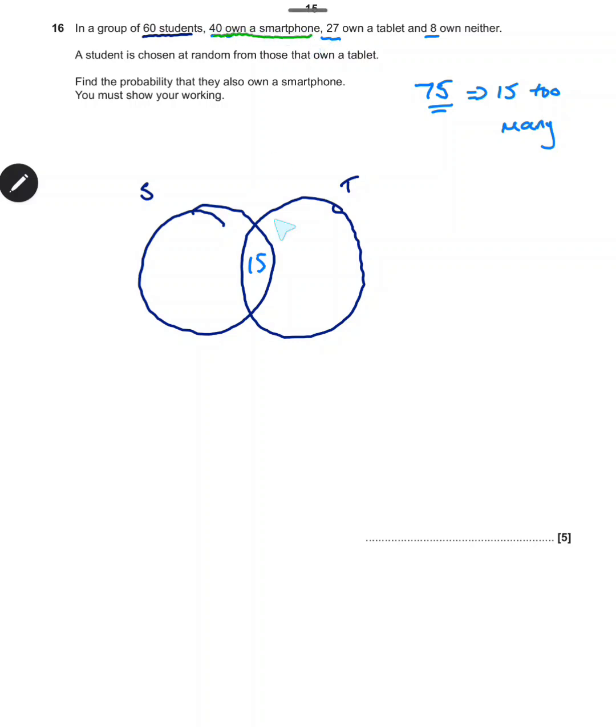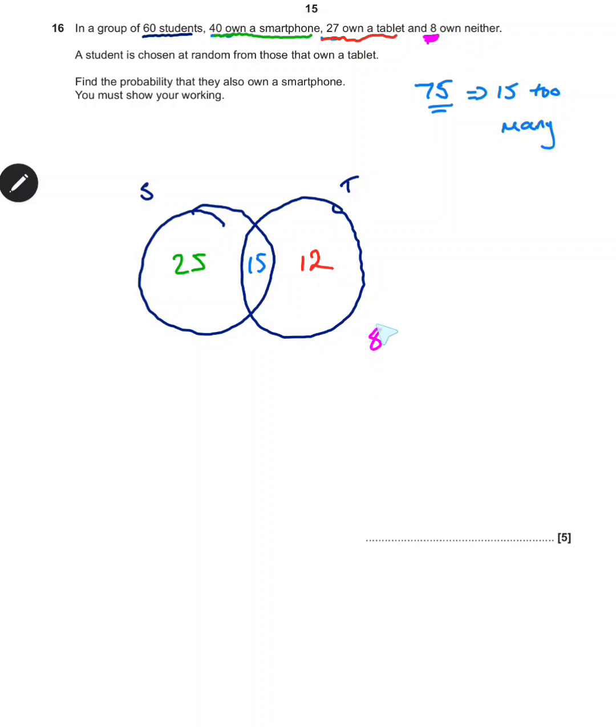Now we can fill in the rest of the Venn diagram. 40 on a smartphone. Well, there's 15. And here's all of the smartphone. This must be 25. 25 add 15 to get 40 altogether in the smartphone zone. It says 27 on a tablet. Here's tablet, all of this circle. There's 15 of them. There must be 12 here. 15 and 12 is 27. Don't forget those 8 people that own neither. They're going to be on the outside of the Venn diagram.